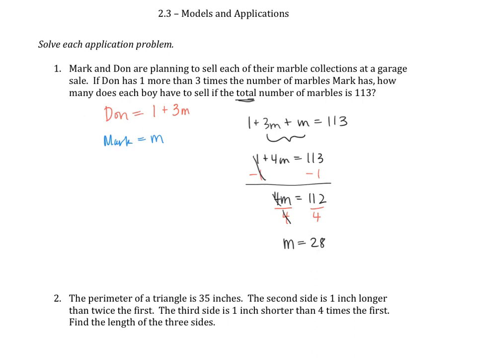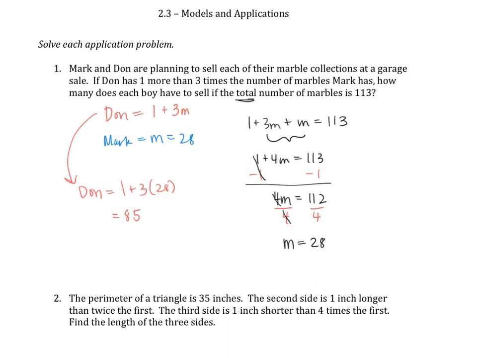m represents Mark, so m is 28. Mark has 28 marbles. And then to figure out Don, we just plug in 28 for the m. So Don would have 1 plus 3 times 28. 3 times 28 is 84, plus 1 is 85. So Don has 85 marbles. And you can check that 85 plus 28 is equal to 113, so those two numbers work out.